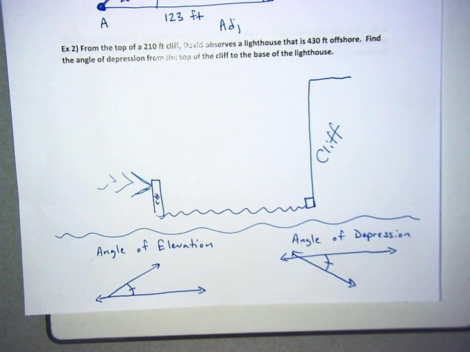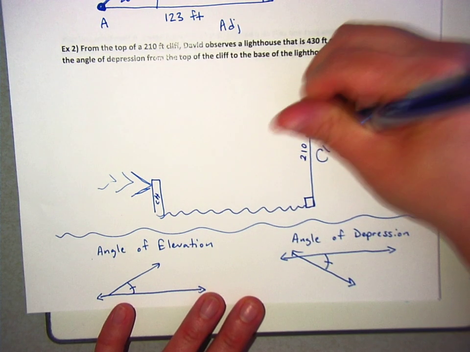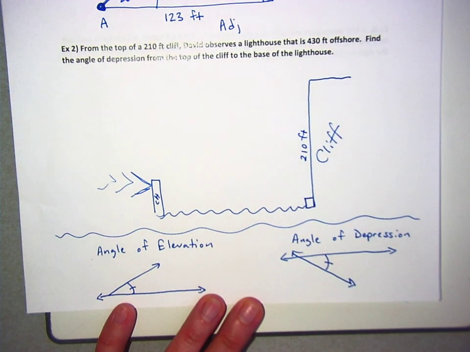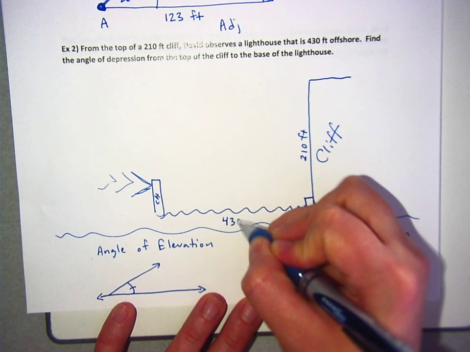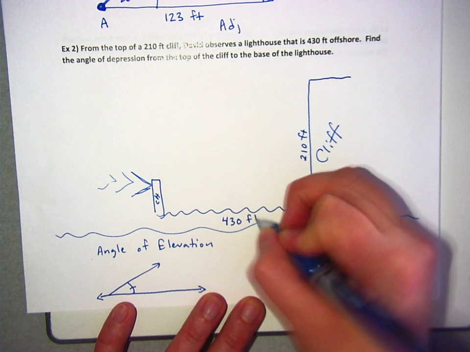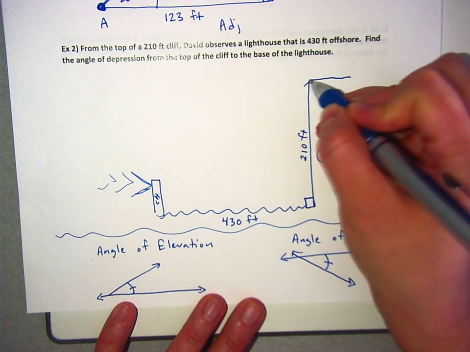It says from the top of a 210-foot cliff, so this cliff is 210 feet. David observes a lighthouse that is 430 feet offshore. Where should I write 430? Under the ocean. On my waves. Deep under the ocean. 430 feet. Find the angle of depression from the top of the cliff to the base of the lighthouse.